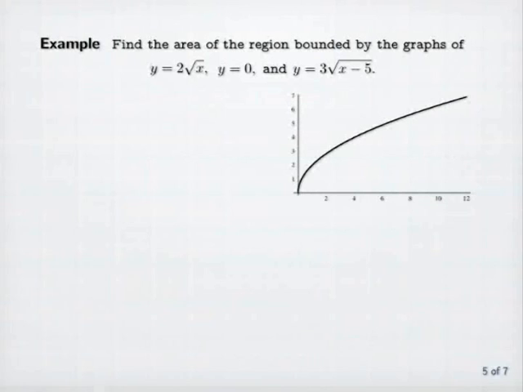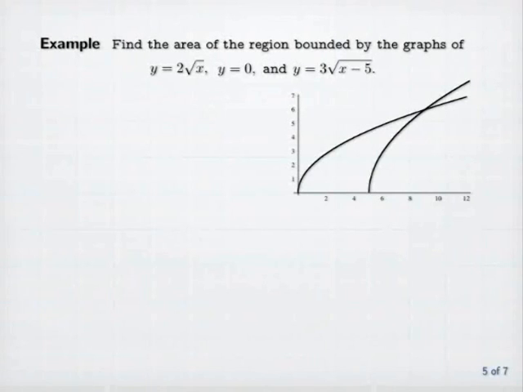Example. Find the area of the region bounded by the graphs of y equals 2 times the square root of x, y equals 0, and y equals 3 times the square root of x minus 5. Here's the graph of y equals 2 times the square root of x. The graph of y equals 3 times the square root of x minus 5 touches the x-axis at x equal to 5. It looks like that.